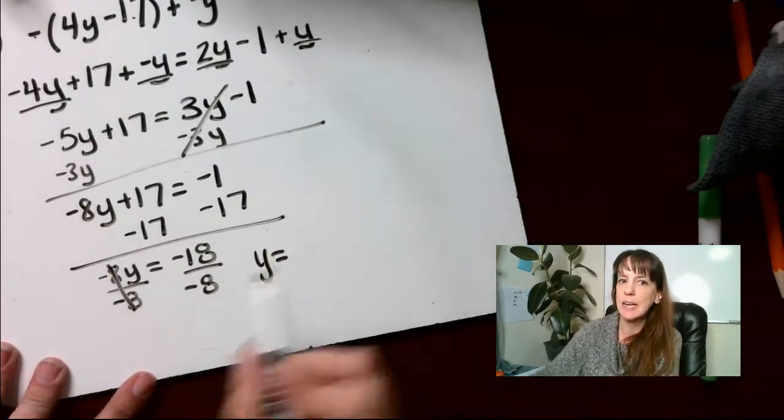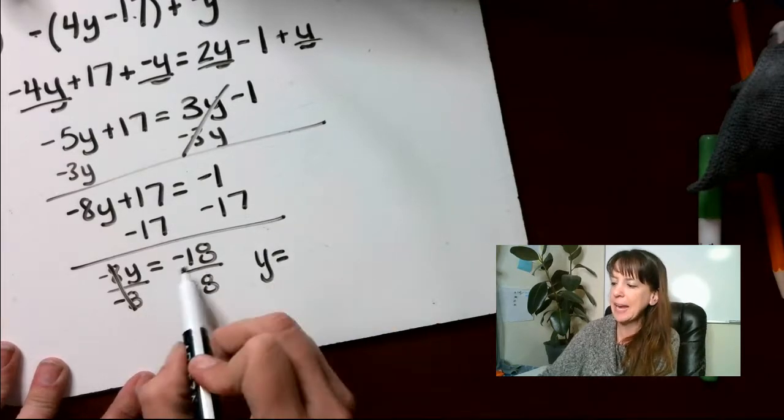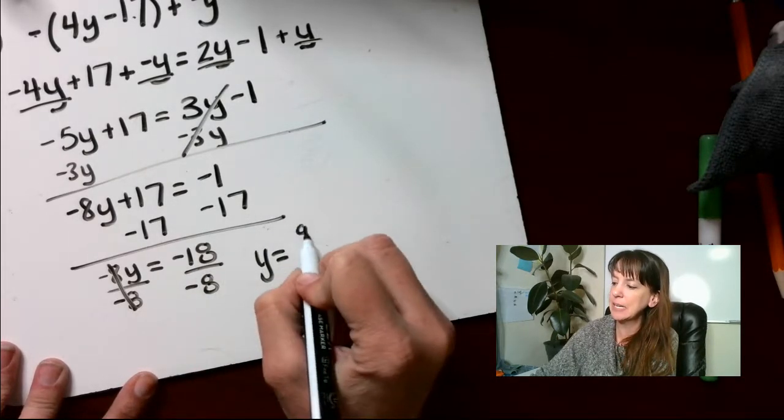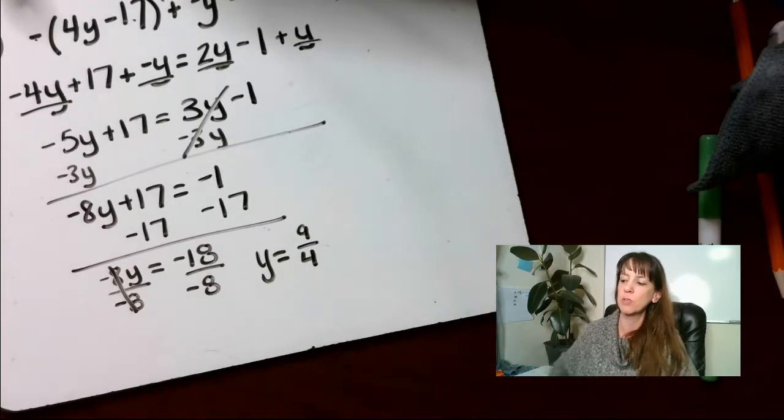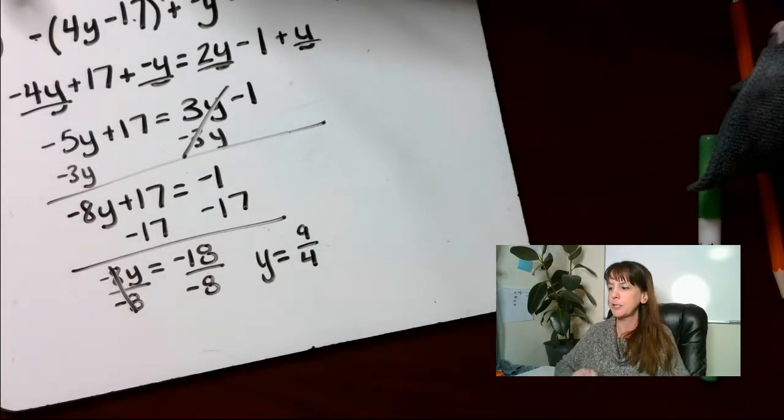y equals negative divided by negative is a positive. 18 over 8 is going to give me 9 over 4, if I reduce that down, dividing both the top and bottom by 2.